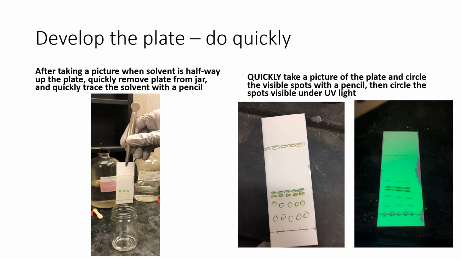So quickly do it with a forceps, and then you want to quickly trace the solvent line with a pencil. What's convenient about these pigment components is that they have colors, so you can see them clearly with the eye. So circle those spots with a pencil. But sometimes there are some components that have no color, but when you place them under the UV light, they will show up. So circle those spots as well.